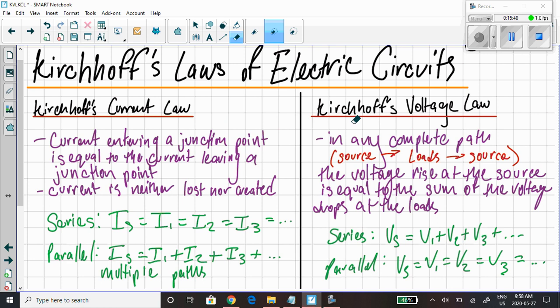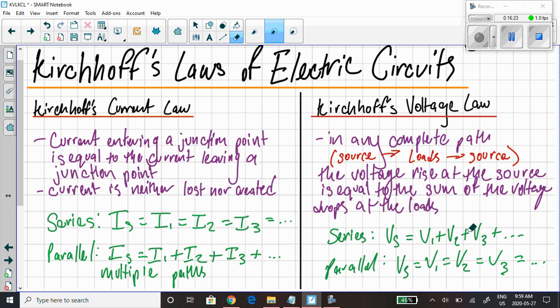Then Kirchhoff came up with the voltage law. And it said the following: in any complete path, a complete path goes from source to the loads and back to the source, the voltage rise at the source is equal to the sum of the voltage drops at the loads. And that looks different in terms of equations when it comes to a series or parallel circuit. And we looked at that a few moments ago. Remember, in a series circuit, the voltage at the source is equal to the voltage drop at the first load plus the voltage drop at the second load plus the voltage drop at the third load, and so on. That's because the current actually goes through all three loads. There's only one path. So this is the equation.